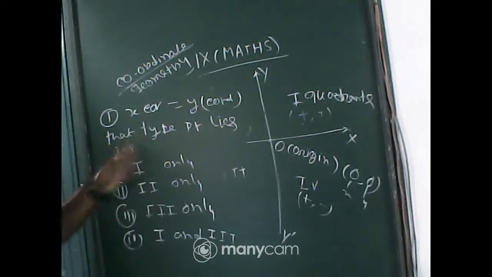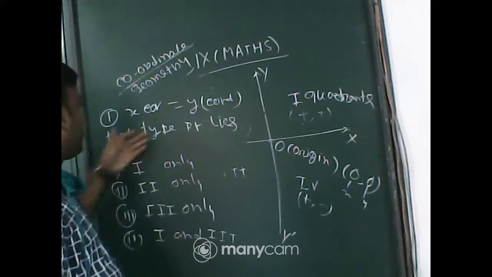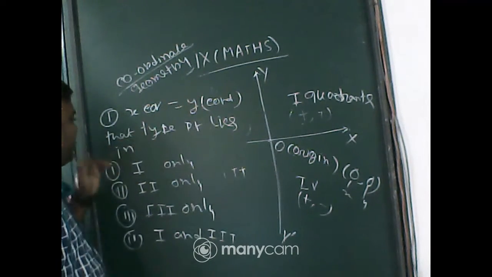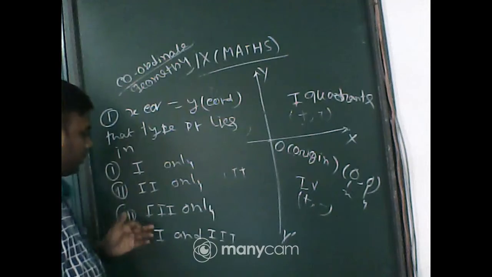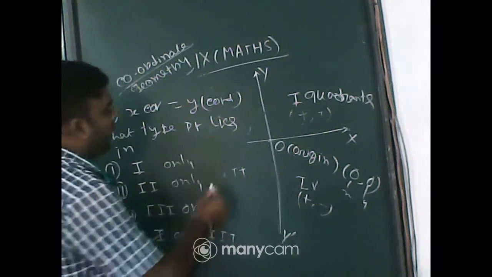Okay, so that question again, I am discussing that question. The points where the x coordinate equals the y coordinate lie in the first quadrant, second, third, and 1 and 4? So the right answer is 1 and 3. Okay.